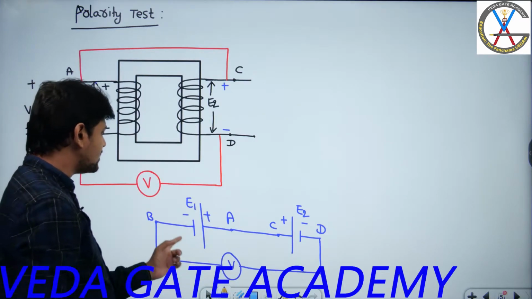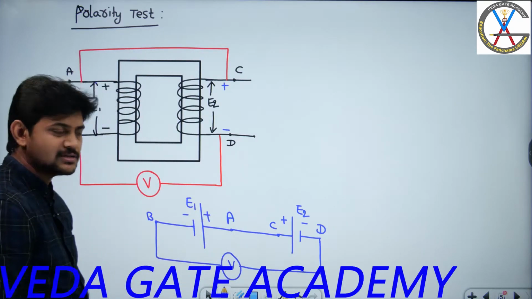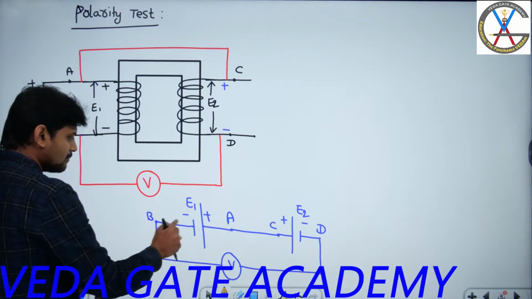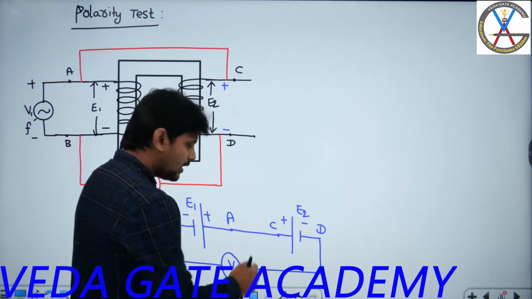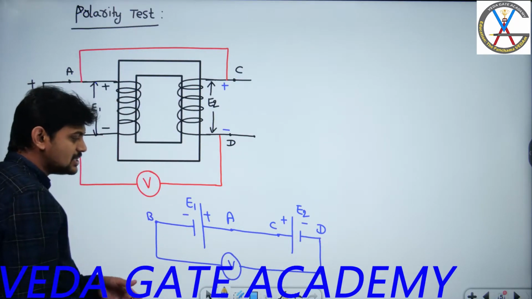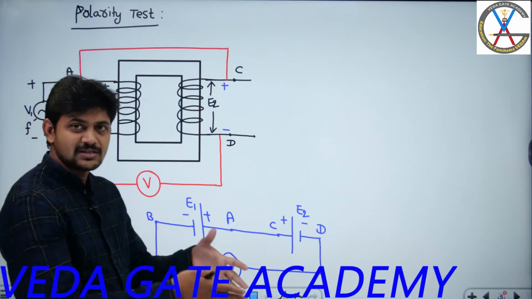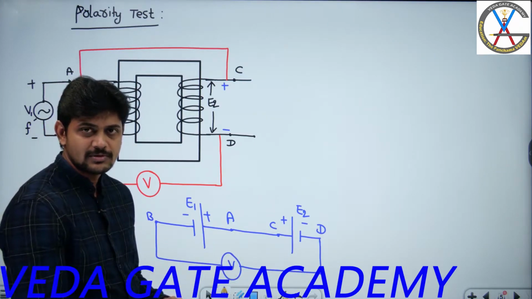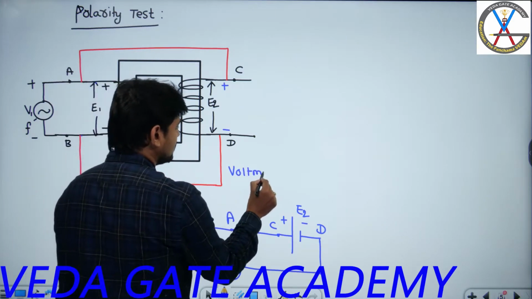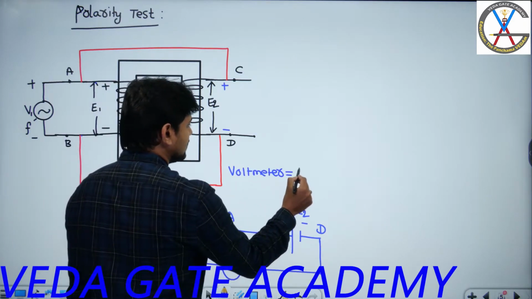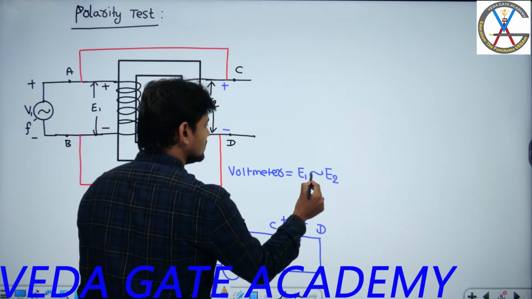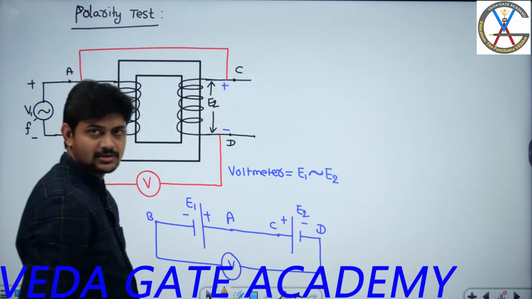Can you tell me, in this particular assumption, what is the voltmeter reading? Will I get the voltmeter reading as the sum of these two EMFs or the difference? If you apply KVL, starting from here: minus E1 plus E2, or moving in this side: minus E2 plus E1. So is my voltmeter measuring the difference or the sum of these two EMFs? Difference. So in this case, my voltmeter measures the difference of these two EMFs, E1 minus E2 or E2 minus E1.